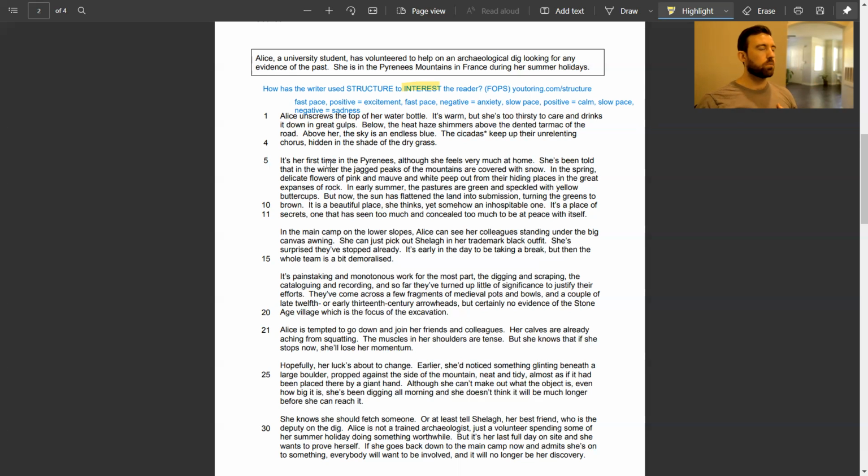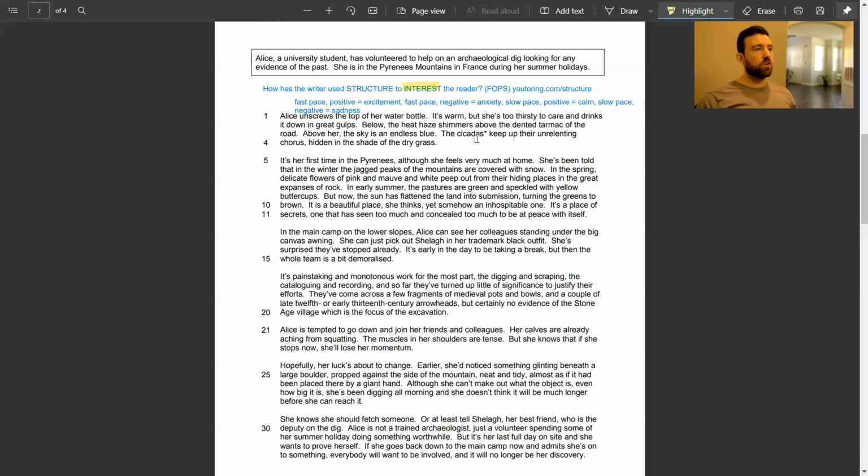Alice unscrews the top of her water bottle. It's warm, but she's too thirsty to care and drinks it down in great gulps. Below, the heat haze shimmers above the dented tarmac of the road. Above her, the sky is an endless blue. The cicadas keep up their unrelenting chorus, hidden in the shade of the dry grass.